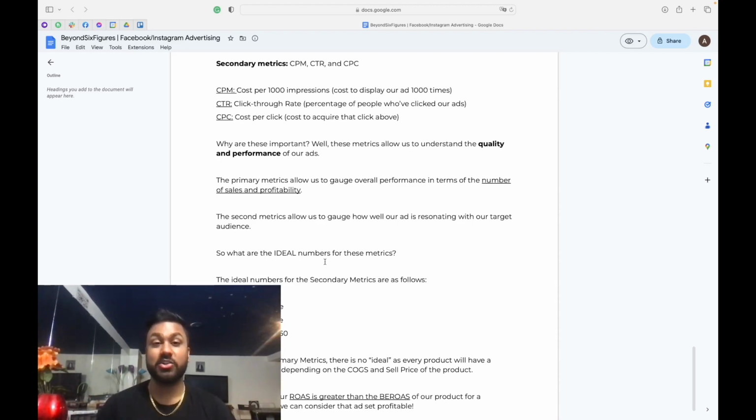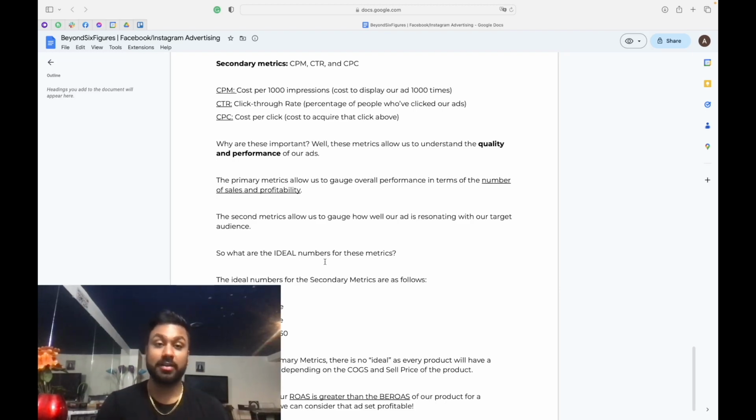And CTR is your click-through rate, the percentage of people who've clicked on your ads, right? So essentially, let's say 100 people have viewed your ad, right? And you actually reached 100 people, and out of 100 people, 5 people have clicked on your ad. That's called CTR. And that click-through rate would be 5 divided by 100 times 100 to make the percentage, which is 5%. And CPC is the cost to acquire the click above, right?